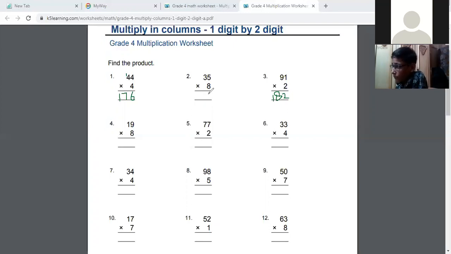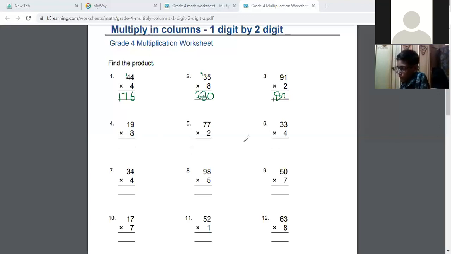8 fives are 40. Right hand side digit we will write on the answer under the numbers, and left hand side number we will give carry. 8 fives are 40. 0 we write under the 8, and 4 we give carry to another number. 8 threes are 24. 24 plus 4. Add the carry with 24. 24 plus 4 becomes 28. Okay.